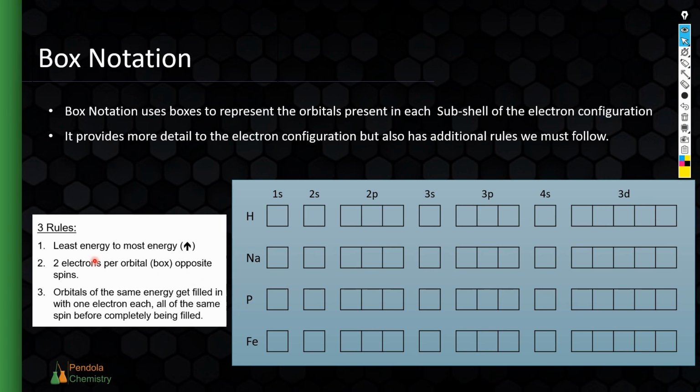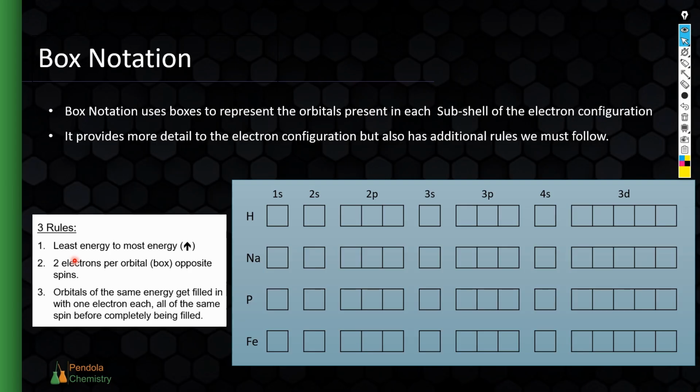So we're going to have the same rule that we had for electron configuration, which is least energy to most energy for the sublevels, so 1s, 2s, 2p, the order. And then we're going to add another rule, that there can only be 2 electrons per orbital, and they have to have opposite spins. This is known as Pauli's exclusion principle.